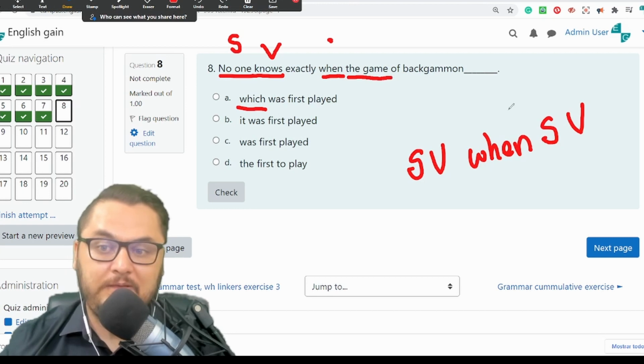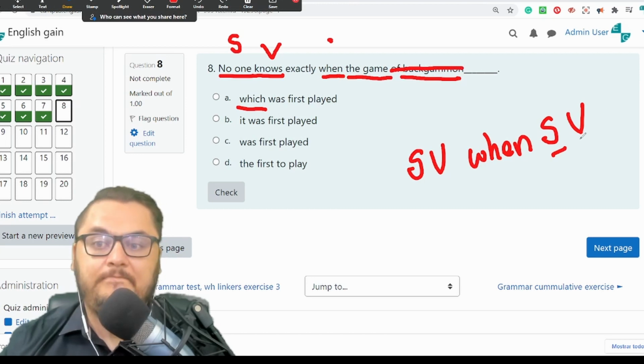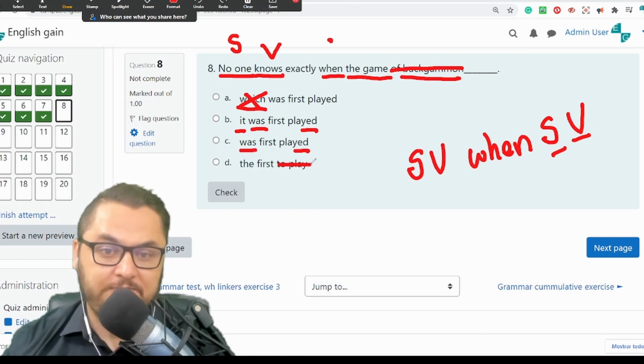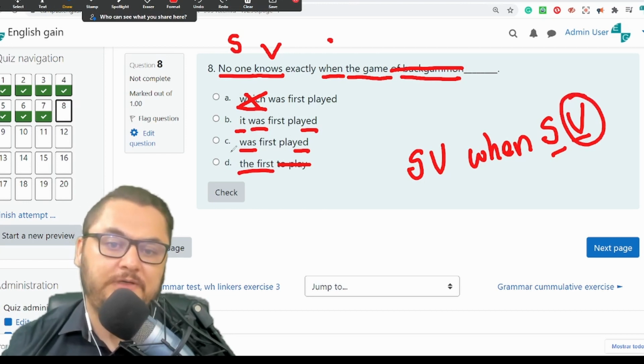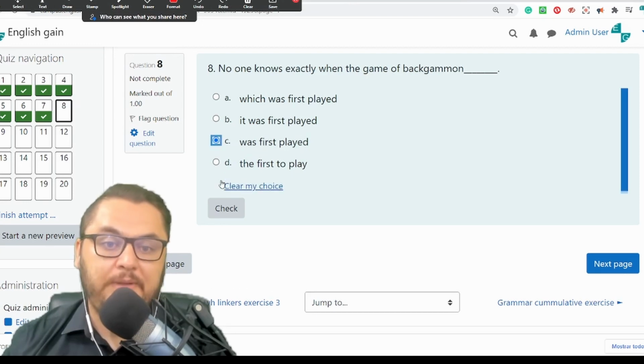The game is the subject. And this is a preposition. I can eliminate them. I'm going to be looking for the verb. This has another connector. This has a subject and a verb. This has a verb. And this has a false verb and a connector. I'm looking for the verb, just a verb, meaning option C was first played.